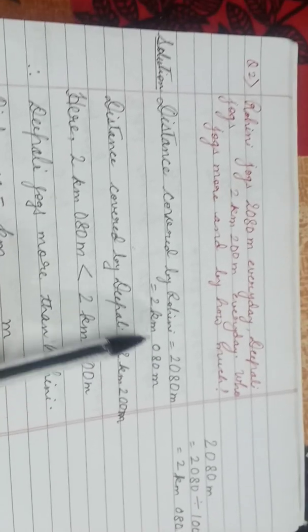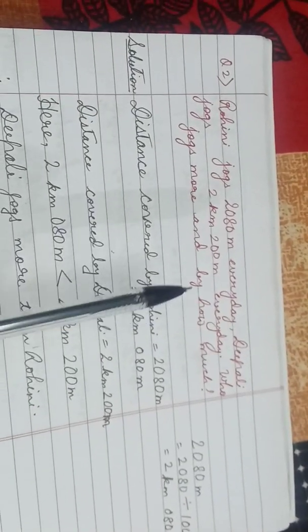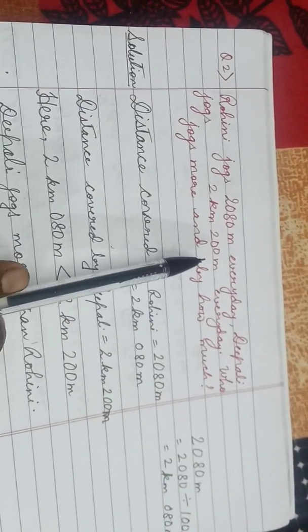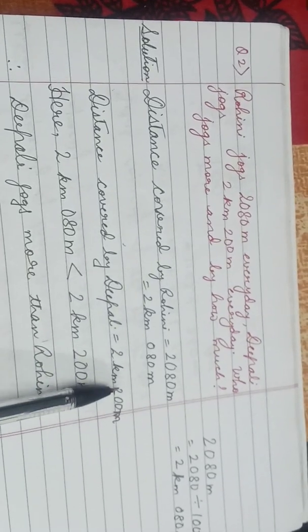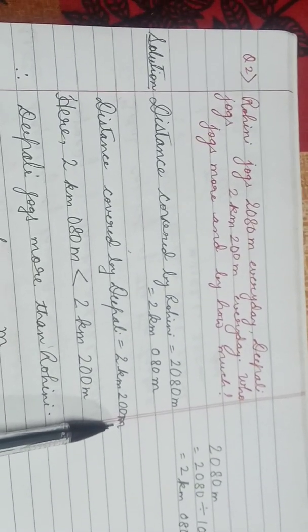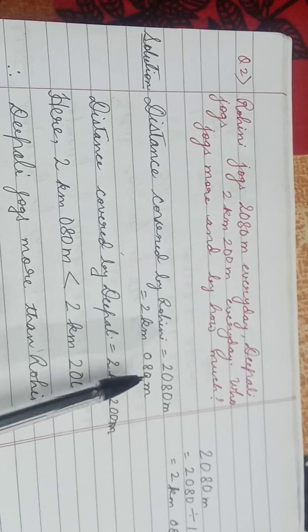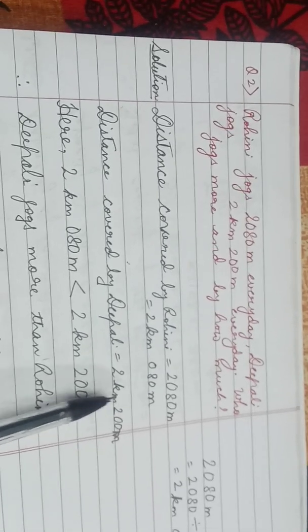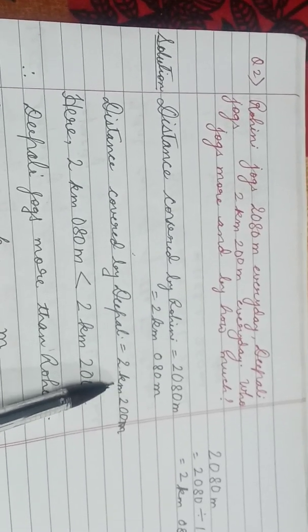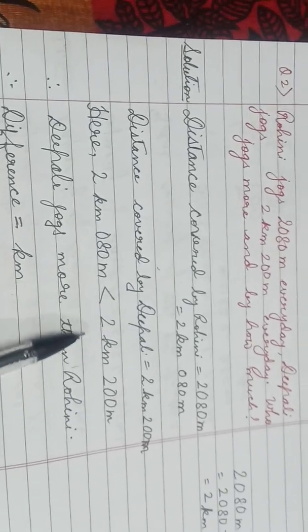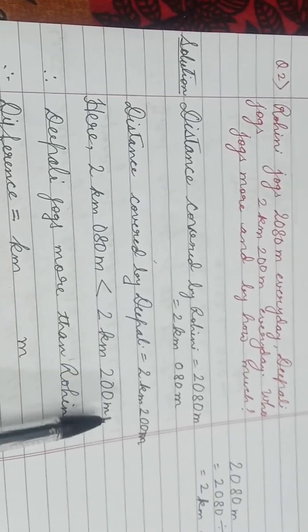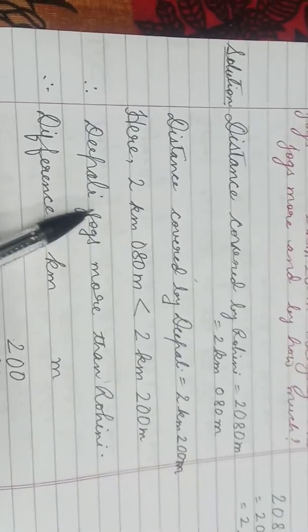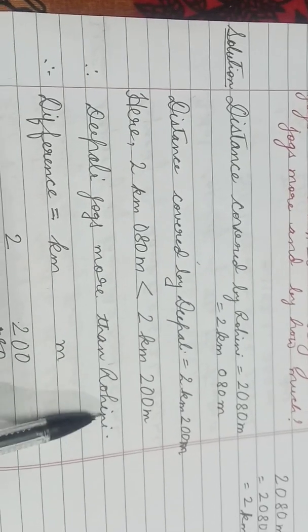Now distance covered by Dipali. So that is 2 kilometer and 200 meter. Right here 2 kilometer 200 meter. Now children, we have to compare that who jogs more. So here between these two values, this 2 kilometer and 200 meter is more. It means Dipali jogs more than Rohini.